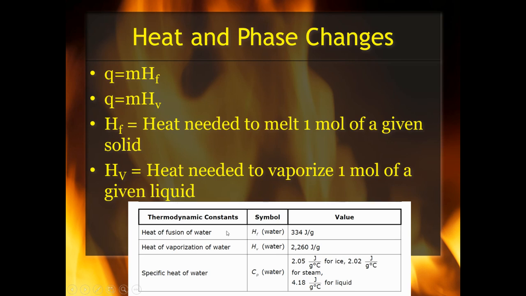And so again, the only values we're going to worry about are those for water, and those are given on page 1 of your reference table. Here we see that HF for water is 334, HV for water is 2,260. Also in there, you'll see the specific heat of water. So when you're dealing with temperature changes with water, you'll have different values for different phases of water. So you need to pay attention to that when you're doing these type of problems.